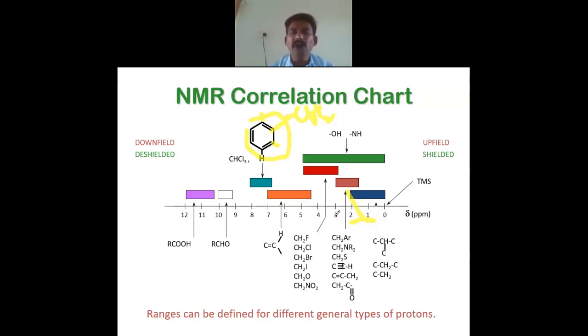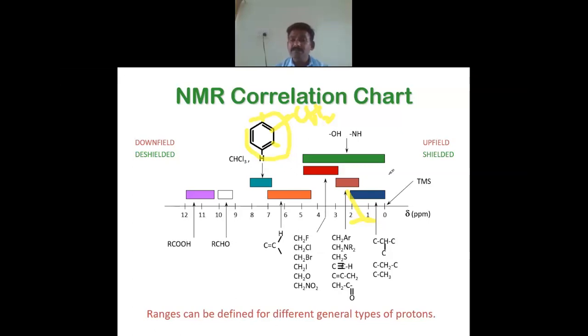And all electronegative compounds appear between 3 and 4, meaning methyl chloride, methyl fluoride, ethyl fluoride. All electronegative compounds appear at 3 to 4. Whereas OH and NH appear at 0 to 5. Wherever OH and NH are present, it is 0 to 5.